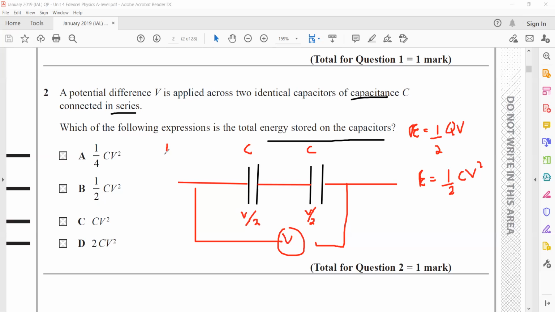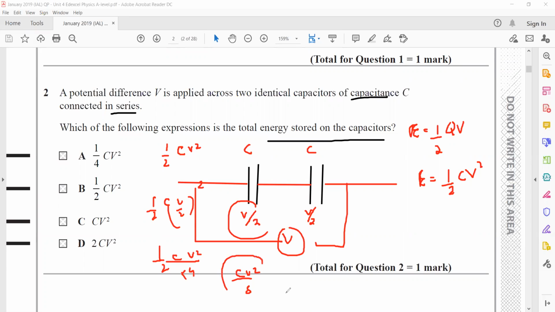If I substitute this, the energy in one capacitor is half CV squared, but V is here V by 2. So in place of V, I'll substitute V by 2. So it will be half C, multiplied by V squared by 4, which gives CV squared by 8. So each capacitor has CV squared by 8.